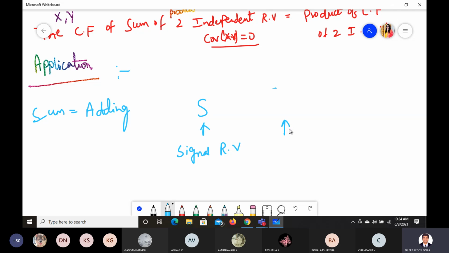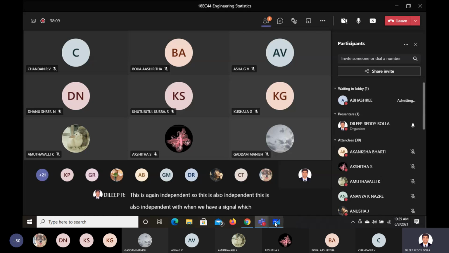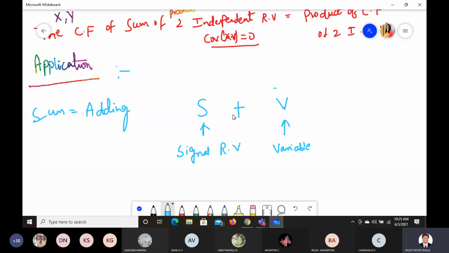So one more random variable, let us say here is a variable. This is again independent. When we have a signal which is independent in nature, that corresponding thing is adding. So W equals a single random variable V, which is a signal. Any signal is adding with a variable. Noise is not useful for us, correct? So we have to remove it.